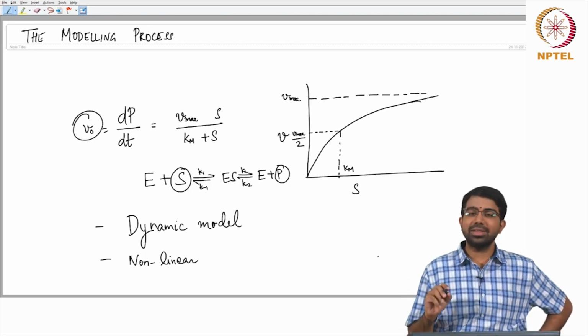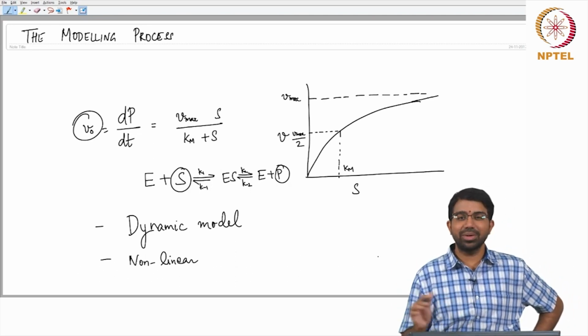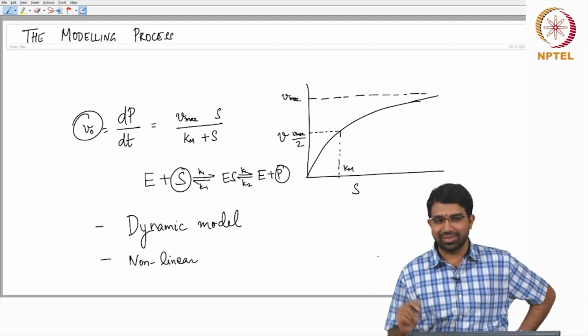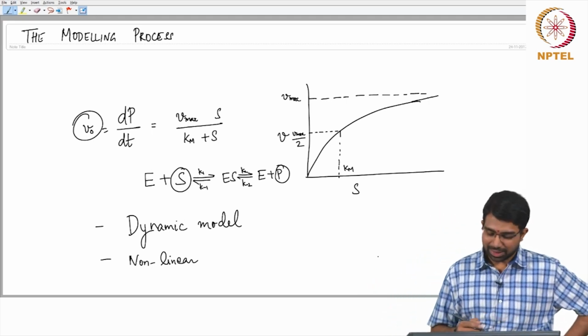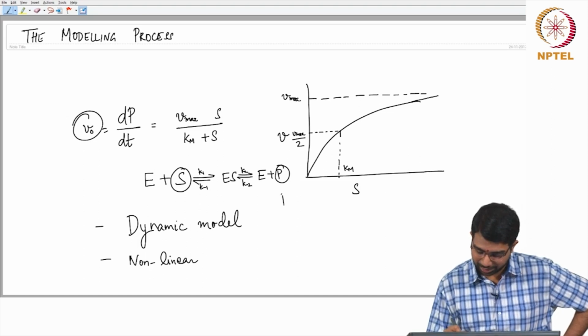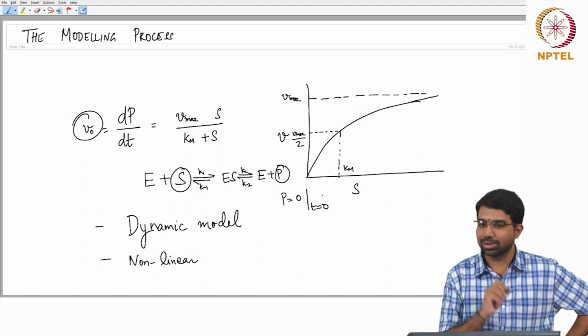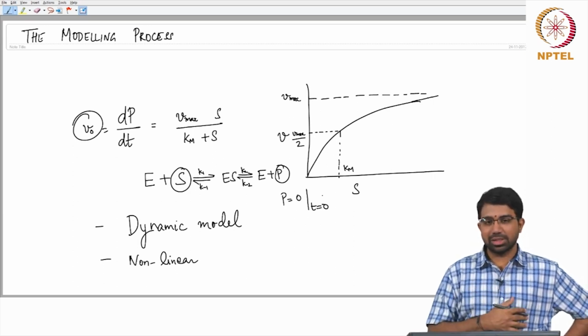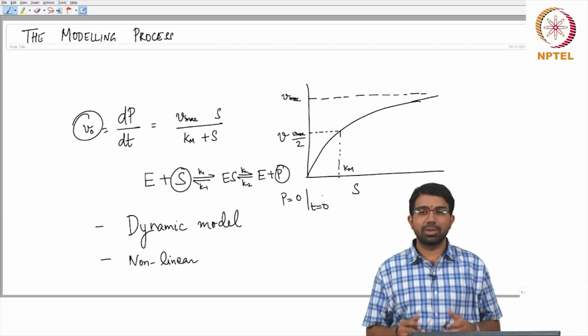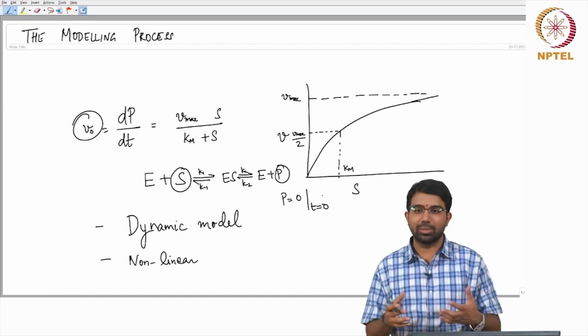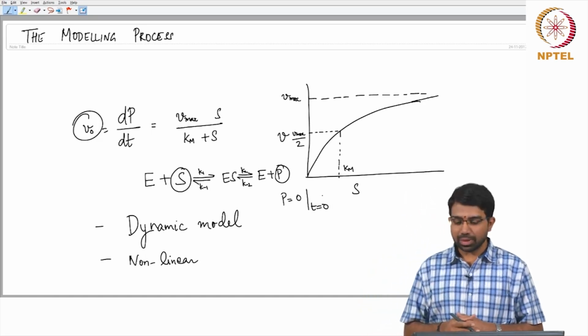Why is it initial rate? There are other things that we need to worry about, so maybe we will look at it a little later on. Because we assume that P equal to 0 at t equal to 0 and so on. So, there are certain assumptions that go into it, but I took this example because this is a common model that everybody is familiar with.